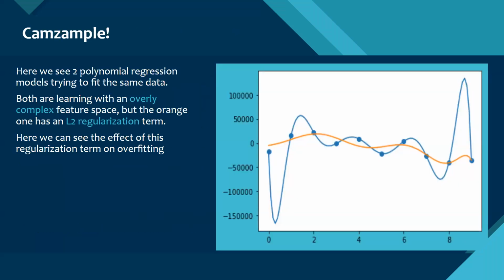Here is an example that we concocted with implementing L2 regularization. You can see that the orange line would do a much better job generalizing if we continued to generate data from the same distribution. So generally speaking, this is a good thing to do.